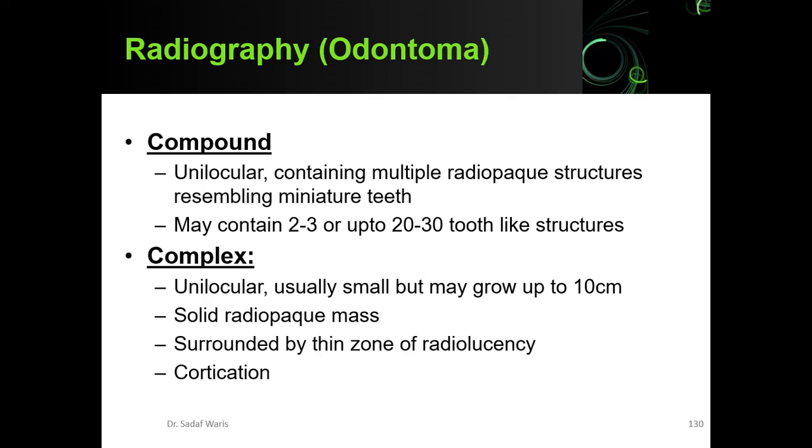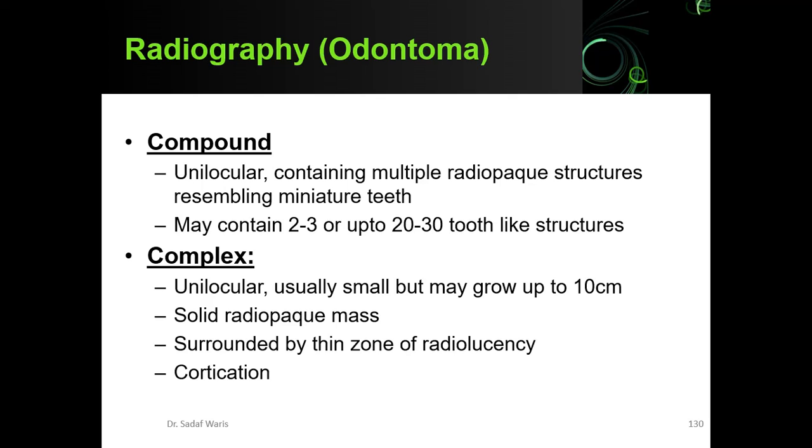On radiography, the compound form appears as a unilocular lesion with multiple small radiopaque structures that resemble miniature teeth. Sometimes these lesions contain miniature teeth ranging from 3 to 4, and that goes up to hundreds of tooth-like structures. Recently, there was a case in Faisalabad where the surgeon removed more than 200 miniature teeth from a young boy. I guess this was the highest number of miniature teeth reported from Faisalabad.